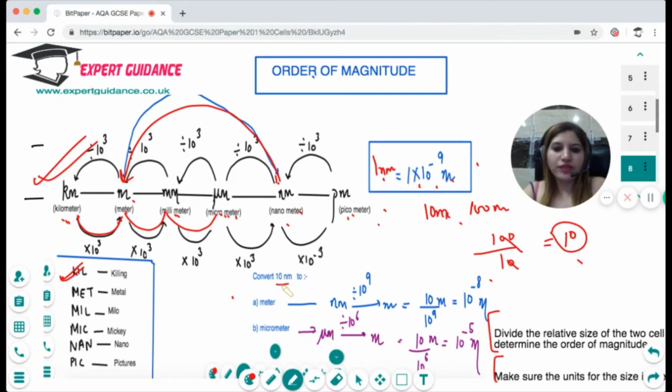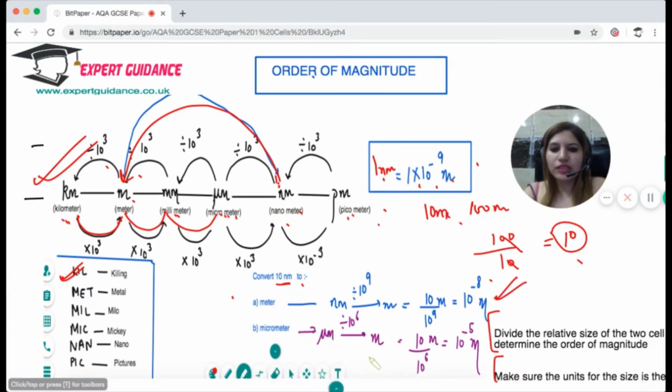So if it is 10 nanometers to meters, from nanometer to meter, what do you do? You divide it by 10 to the power 9. So that becomes 10 to the power minus 8 meters. And micrometers to meters: 1, 2, two bumps, so it means divide by 10 to the power 6. So that gives the answer 10 to the power minus 5 meters.